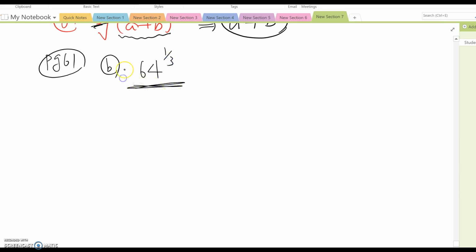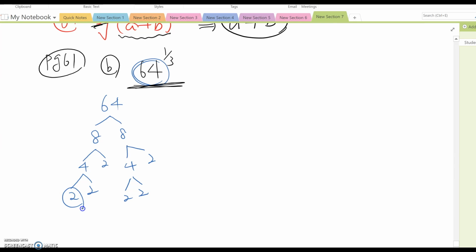So this means, in order to simplify this expression, you need to prime factorize this number first. So 64 means what times what? Yeah, 8 times 8. And then this becomes 4 times 2 and 2 times 2. So you can rewrite this: 1, 2, 3, 4, 5, 6. So 64 means 2 to the 6th power, and that to the 1/3 power.